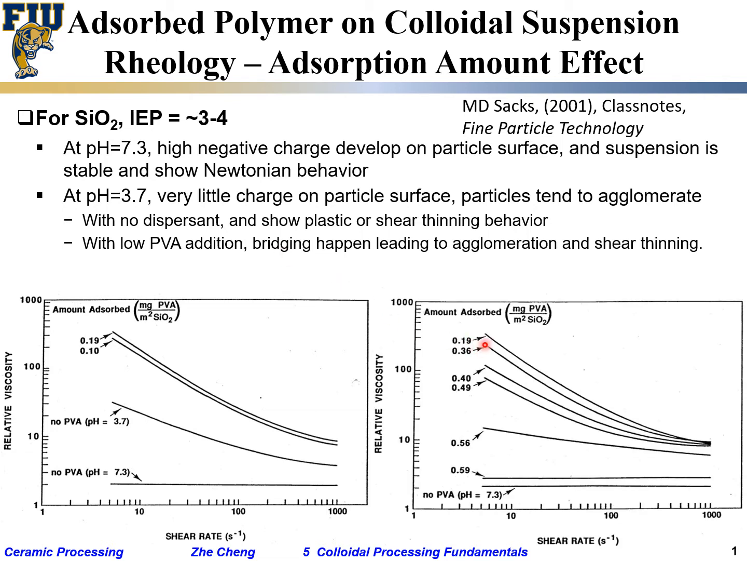On the other hand, what people observed is from 0.19, if you continue to increase this PVA coverage on silicon dioxide, now what we find is the viscosity at the same shearing strain rate starts to decrease from 0.19 to higher 0.56, higher PVA coverage on the particle surface. My viscosity actually decreased. This is so-called a steric stabilization.